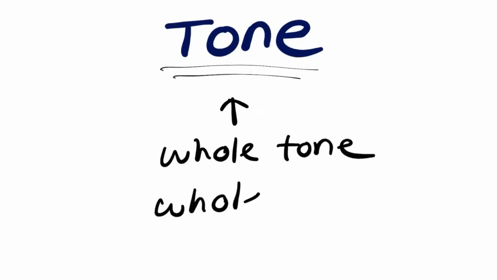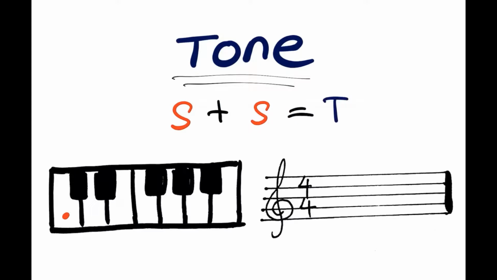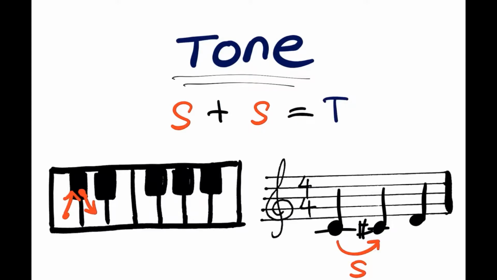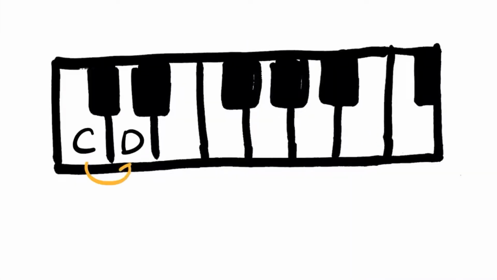Besides semitone, we have tone as well. A tone, also known as whole tone or whole step, describes the distance between two semitones. Like C to C sharp is a semitone. C sharp to D is another semitone. Therefore, C to D is a tone. F to G is a tone. A to B is a tone.